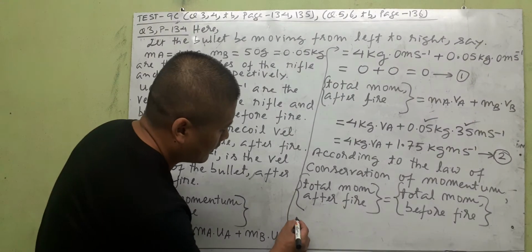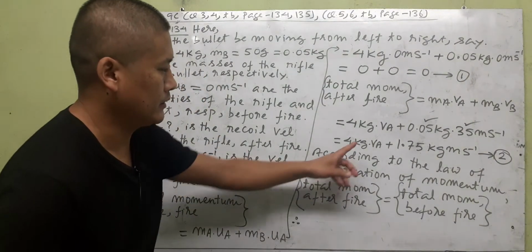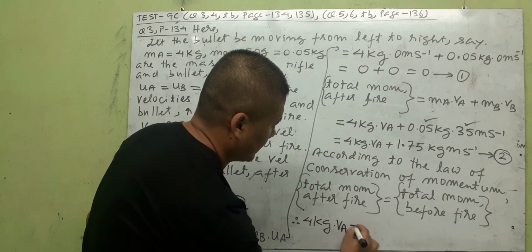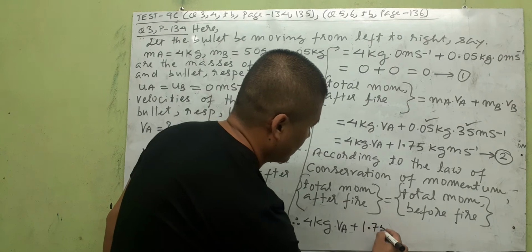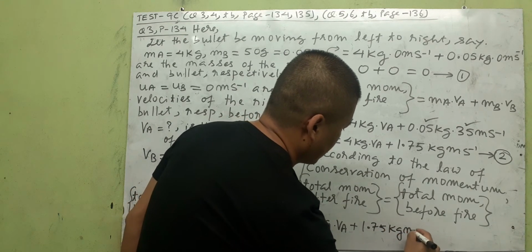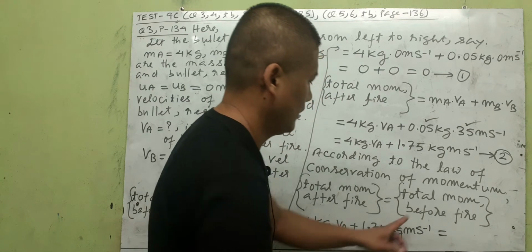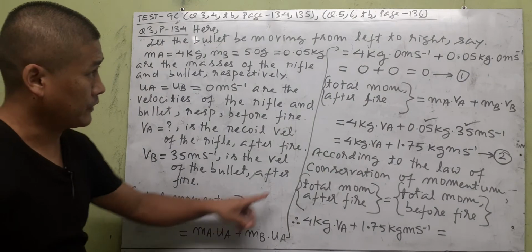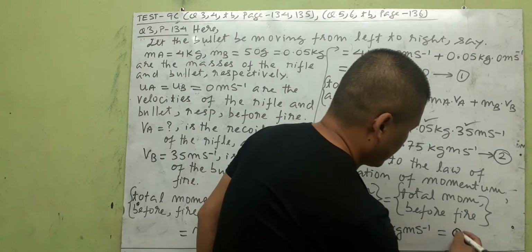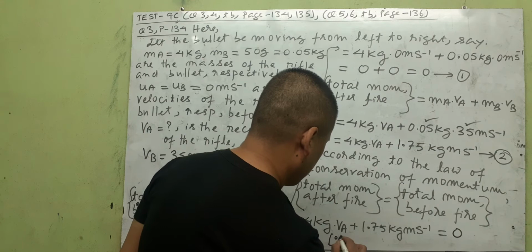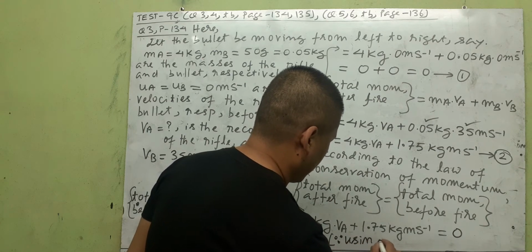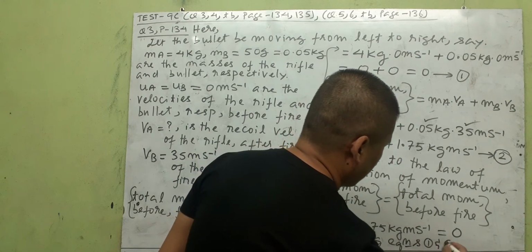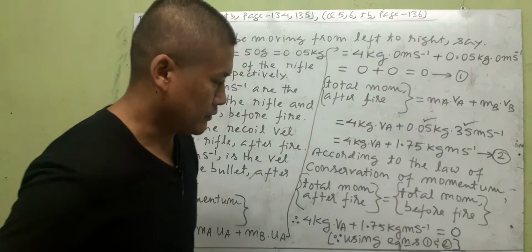So total momentum after fire is 4 kg into VA plus 1.75 kg meter per second, which is equal to the total momentum before fire, and we finally found that to be 0. So put 0 here, and I can write, using equations 1 and 2.